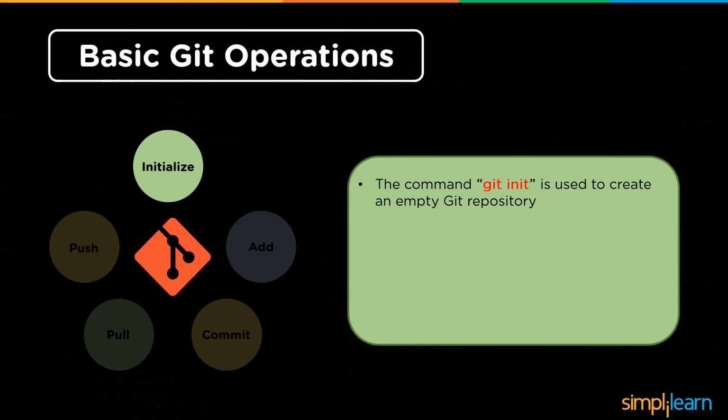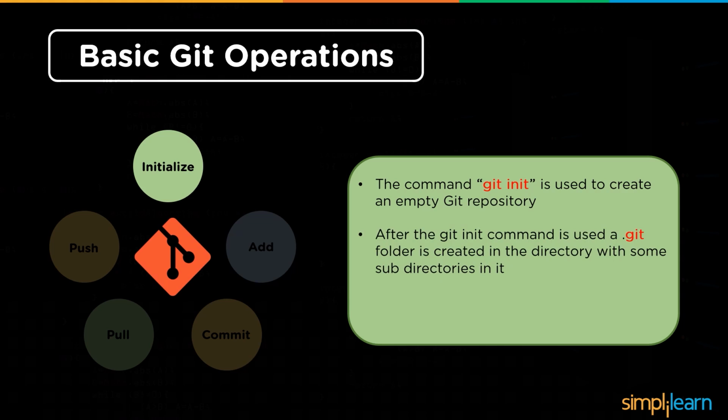It's used to create a new and empty repository. Once the git init command is executed, what will happen? You run the git init command in a folder. For example, I have created a folder called git repo, and in that I have executed the git init command. The moment you execute git init, a .git directory will be created. This .git directory represents that you are now working in a Git repository.